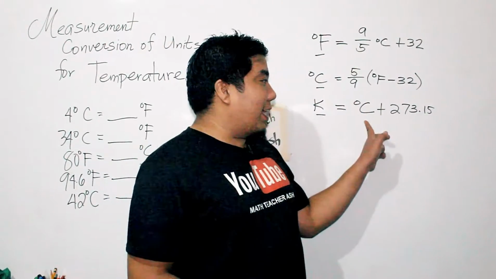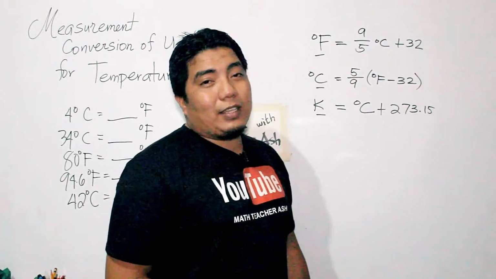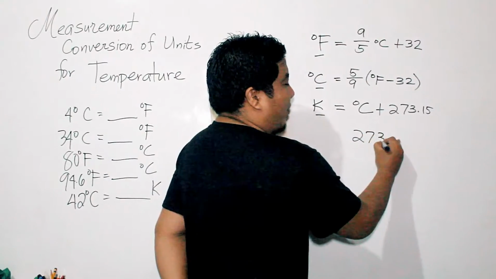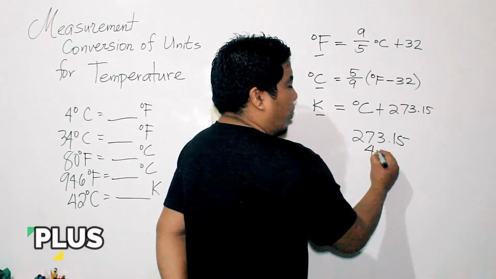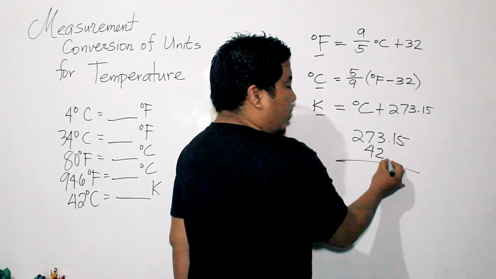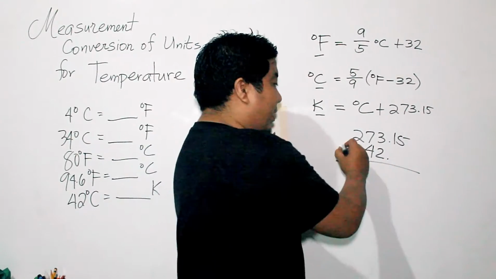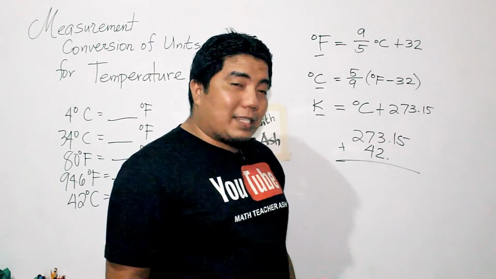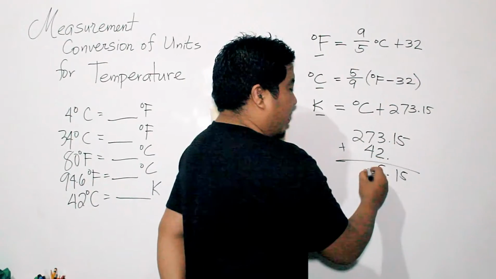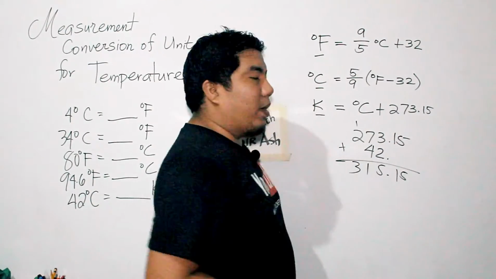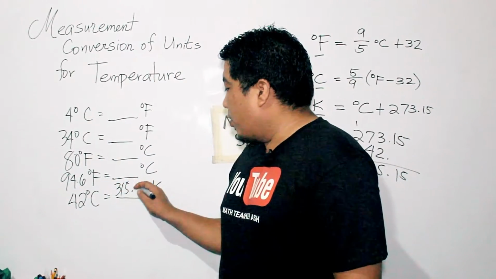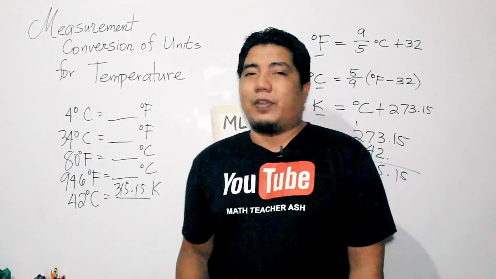You just add the Celsius with 273.15. Since this is 42 degrees Celsius, so that is 273.15, 42. Now, you align it with the whole number because the decimal point of 42 is here. Okay? That is the rule in adding decimals. So, you bring down 15, and then you add this, 5, 11, carry 1, and you have 315.15 Kelvin. So, that is the answer for the conversion of Celsius to Kelvin.